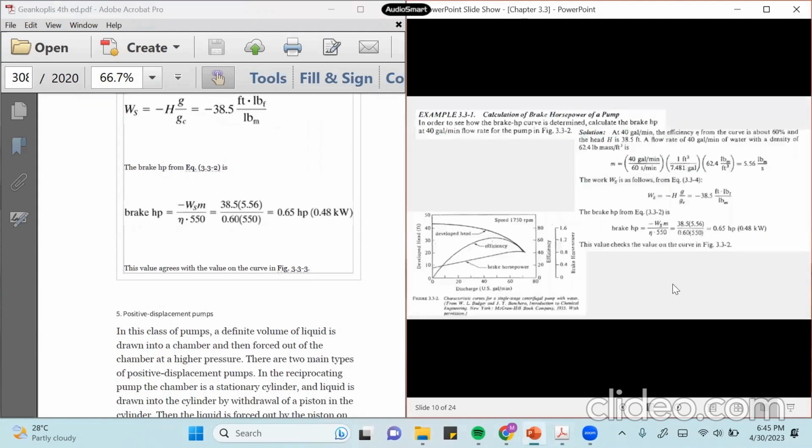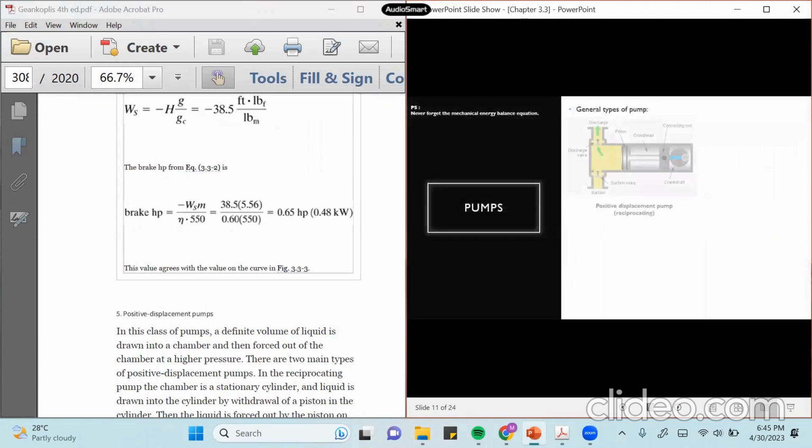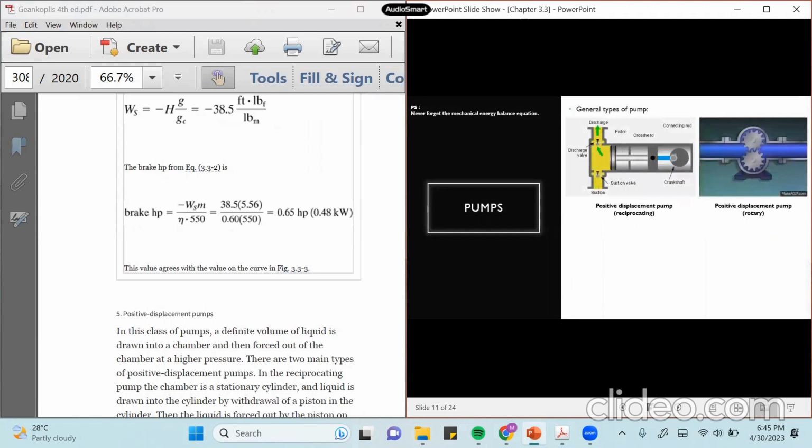Actually, I put it as well in this slide. So I will go to the second general type of pump, which is the positive displacement pump. The positive displacement pump can be divided into two. First is reciprocating, just like a piston, and the second one is a rotary pump.